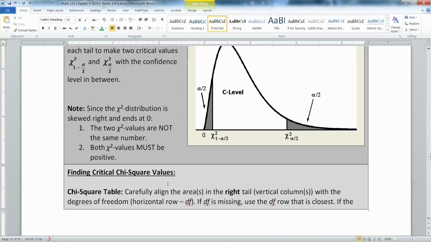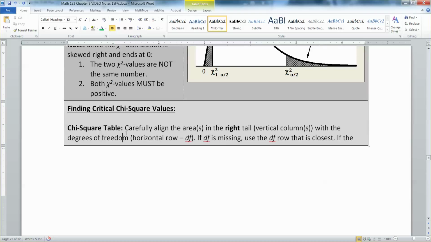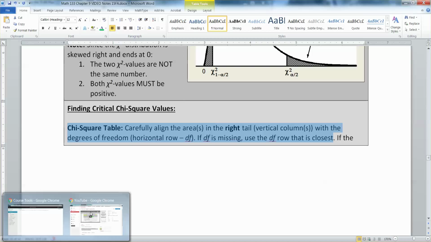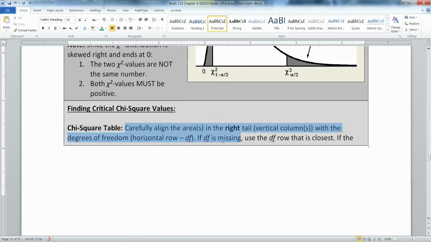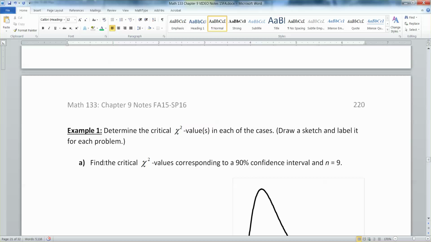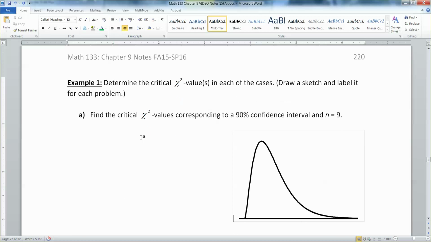Okay, so let's start working with the chi-square values. Now the thing is that you only have the table available to you. You do not have a calculator. I mean, you could use computer programs like StatCrunch or something if you have that option, but you're going to have to use your table and your wits. So let's do it. So we want to determine the critical chi-square values in each of the cases. So I want the critical chi-square values corresponding to a 90% confidence interval with n equals 9.